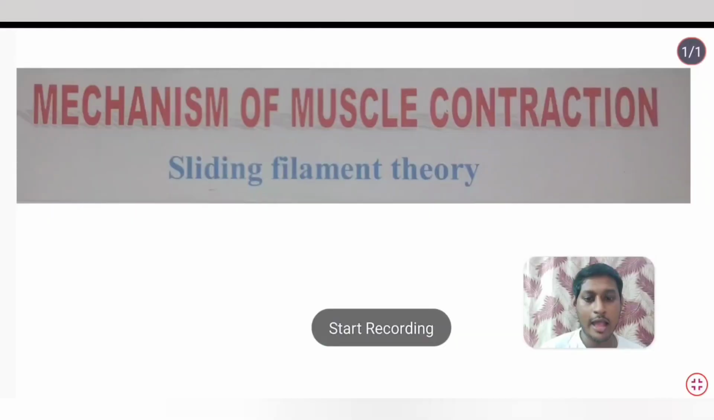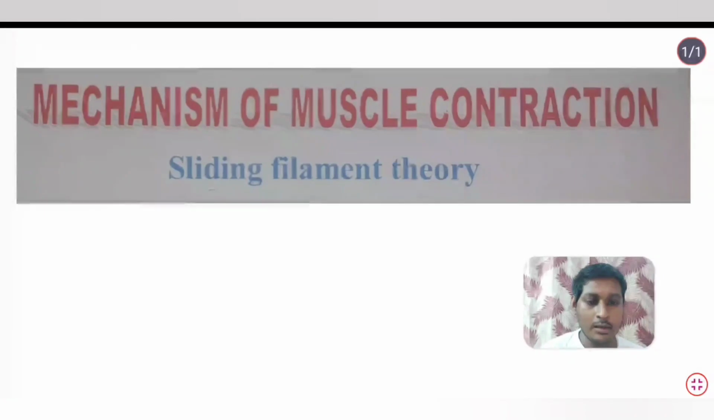Today our topic is muscle contraction. It is initiated by a signal sent by the central nervous system via a motor neuron. The mechanism of muscle contraction is best explained by the sliding filament hypothesis. According to the sliding filament theory, contraction of a muscle fiber occurs by the sliding of actin over the myosin.